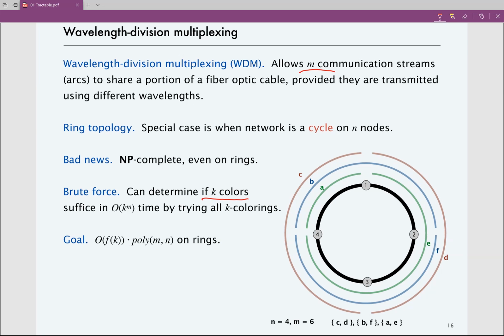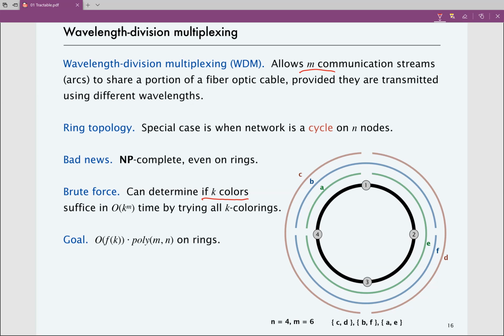Now, the basic brute force approach would just be that for each one of these M streams, it gets one of these K colors, and therefore we can just try all K to the M possibilities for all possible K colorings of these M streams. Now, this is not going to work well because M can be, let's say, 1,000, and K is something like 10. So this is completely going to be infeasible.